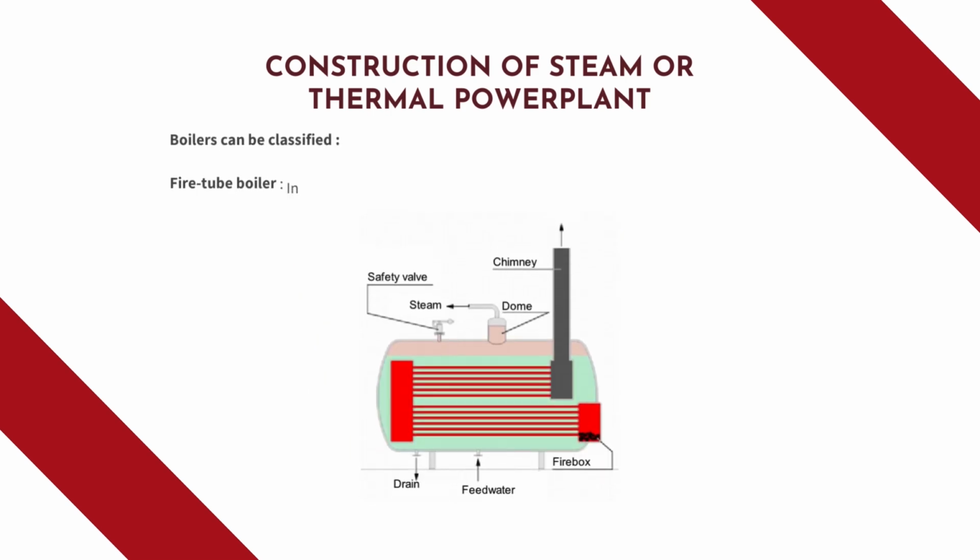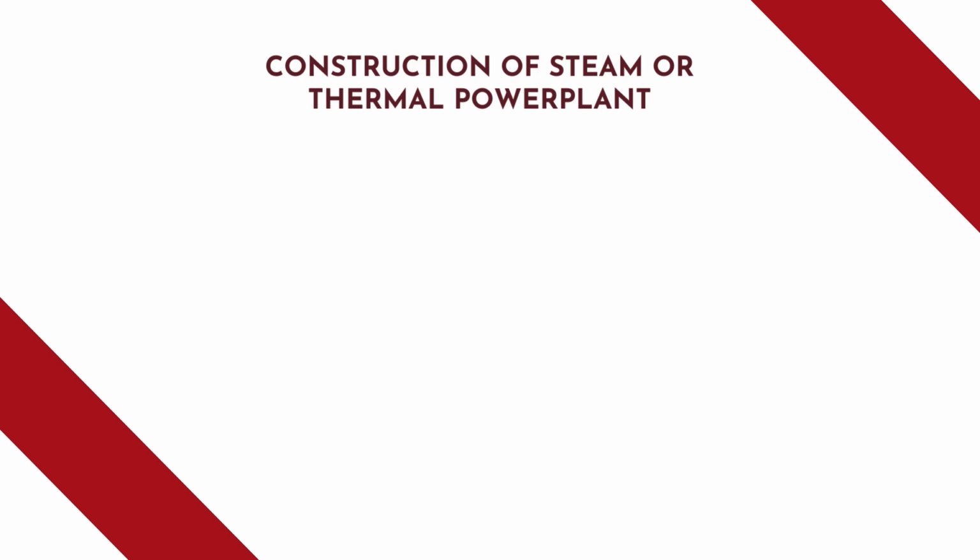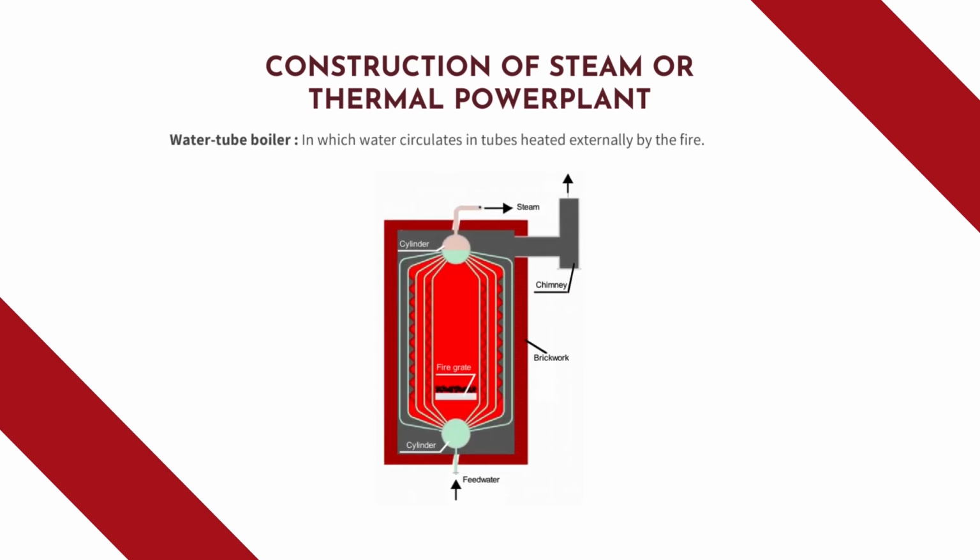Now, the next important component is the fire tube boiler. What happens in a fire tube boiler? In a fire tube boiler, hot gases pass from a fire through one or more tubes running through a sealed container of water, and the water is heated. In a water tube boiler, water circulates in tubes heated externally by the fire. So, here we can say in case of fire tube boiler, the fire is inside the tube, and in case of water tube boiler, the water is inside the tube.